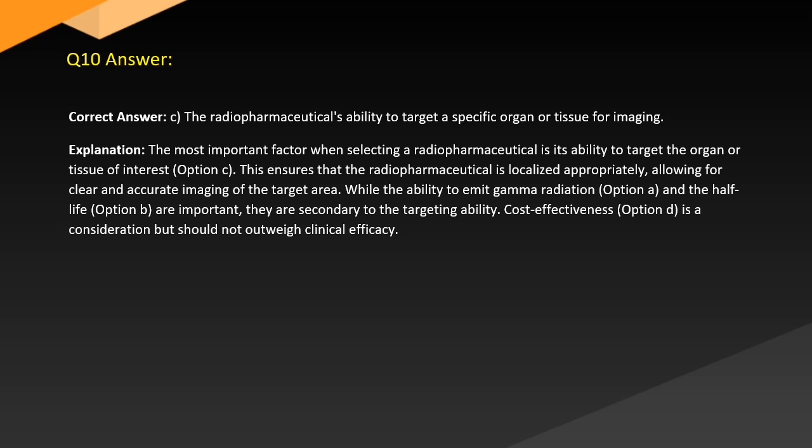while the ability to emit gamma radiation, option A, and the half-life, option B, are important. They are secondary to the targeting ability. Cost-effectiveness, option D, is a consideration but should not outweigh clinical efficacy.